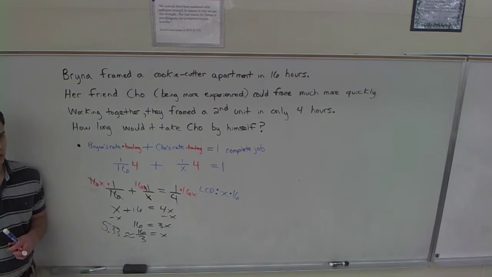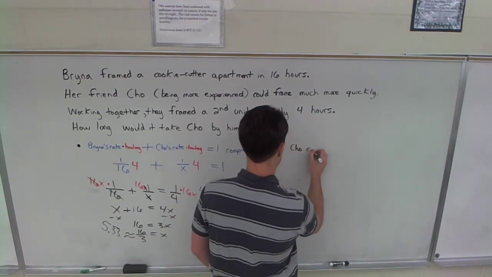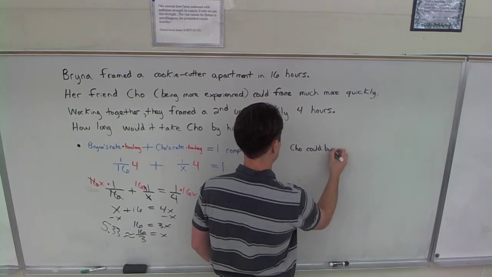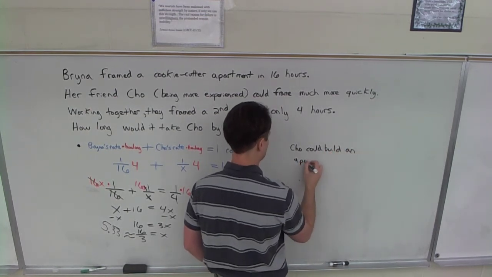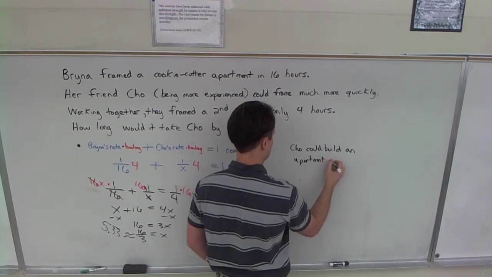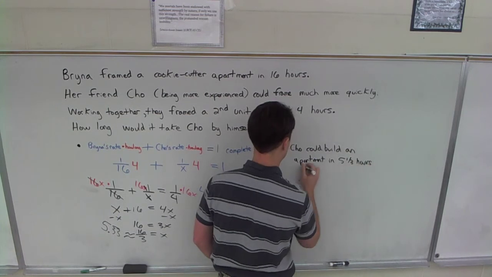So that's how fast Joe gets this job done. Let's write it out real quick, just so we're clear. So Joe could build an apartment, one of these kind at least, in 5 1/3 hours by himself.